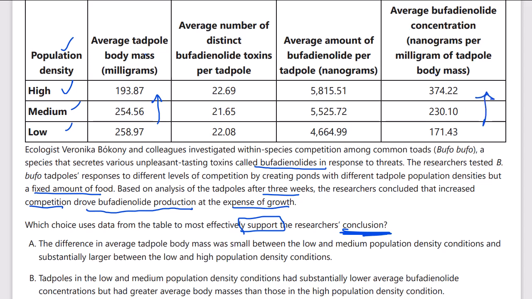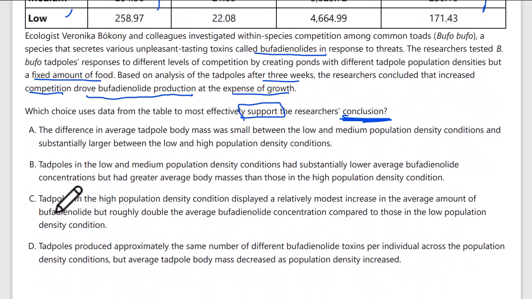So what does this tell us? As the competition increased, we had more toxins per body mass. So it drove the toxin production per body mass. And the body mass itself even went down. So I think that's going to be our evidence, those two columns, as competition increased. Let's see which answer might match that.